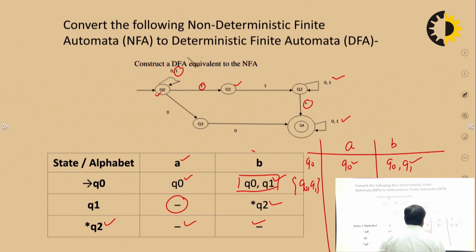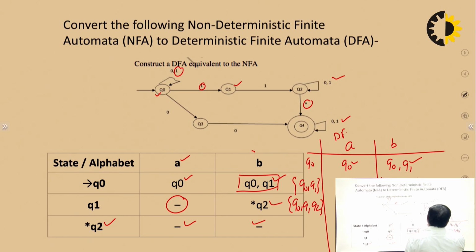Now, Q0 Q1. Here is Q0, and here is Q0, Q1. It means Q0, Q1 and Q2. The next new state is Q0, Q1 and Q2. Now Q0, Q1 and Q2 is the next state of the DFA. Now on A transition, Q0, Q1 and Q2 goes again to Q2, and here it is Q0, Q1 and Q2.